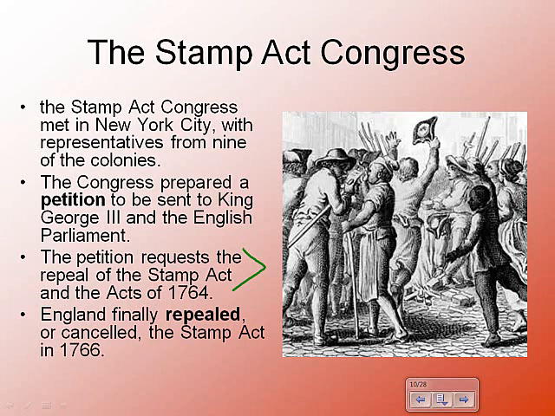The petition requests the repeal of the Stamp Act of 1764, and eventually, in 1766, it was repealed. So it was a small victory for the colonists, but you'll see soon they just added a different tax in its place.